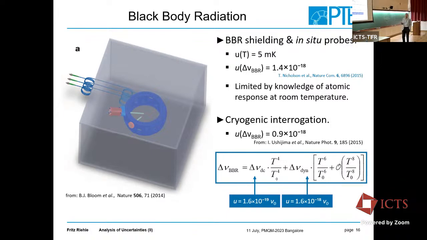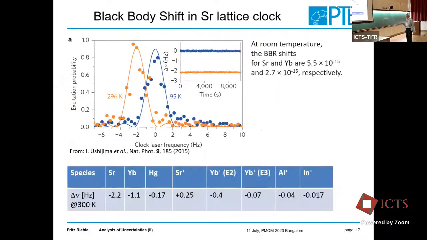You can do better if you go to cryogenic temperature. This has been done nowadays in several laboratories. This is a picture from Kasturi's laboratory, where you can see the frequency shift at room temperature compared to the temperature at 300 Kelvin.